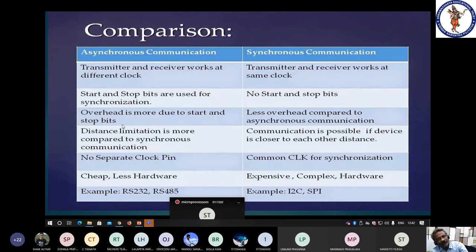Another one is wastage of bandwidth. Overhead is more due to start and stop bits. In synchronous communication there is less overhead compared to asynchronous communication.